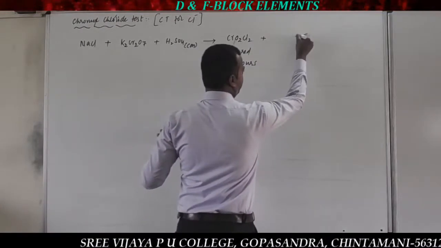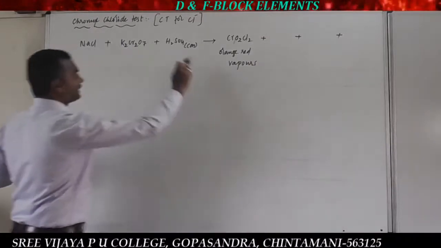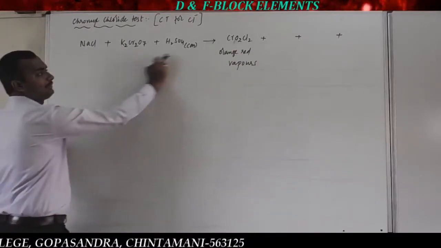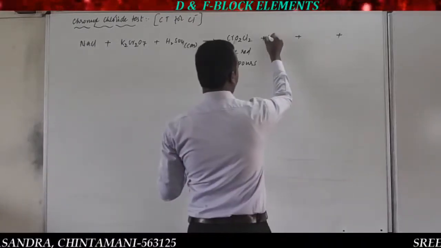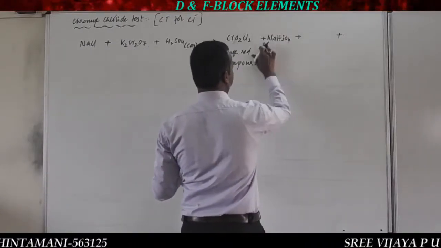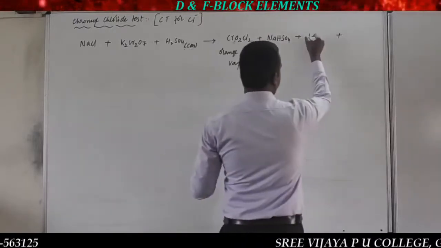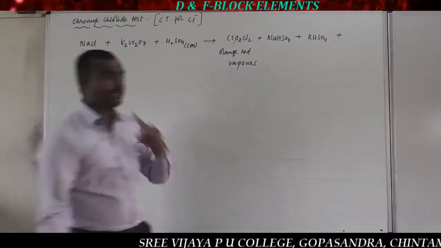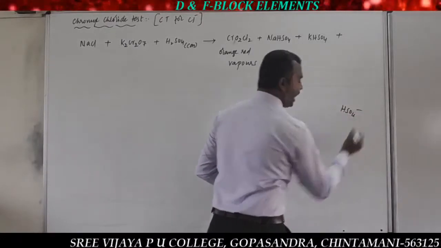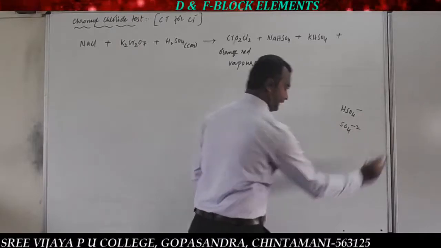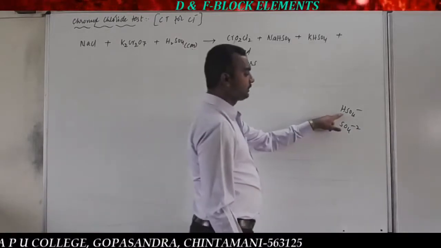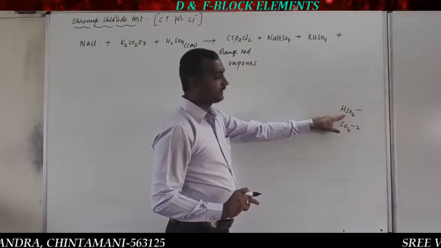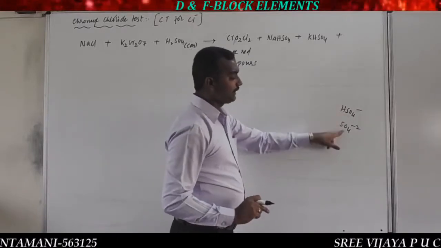In addition to this, what are the byproducts? The remaining sodium, potassium and sulfate result in the formation of sodium bisulfate, NaHSO4, and also potassium bisulfate. SO4 2 minus is called sulfate. HSO4 minus is called bisulfate, or hydrogen sulfate. Sulfuric acid is a dibasic acid, so after giving one H+ ion it becomes bisulfate, and when another H is removed, it becomes sulfate.